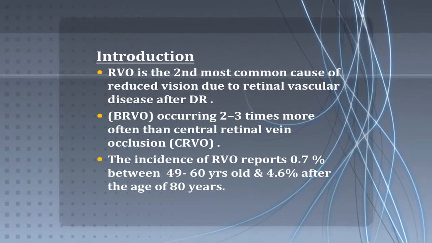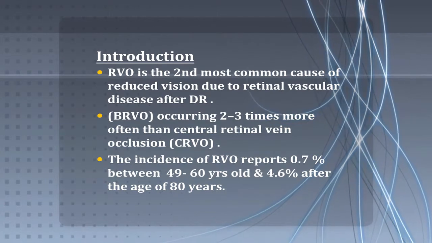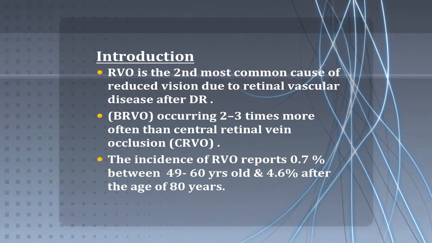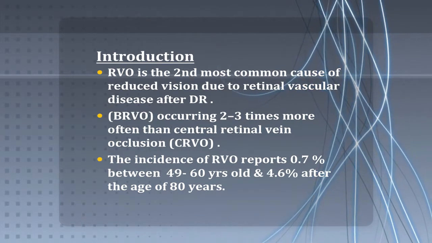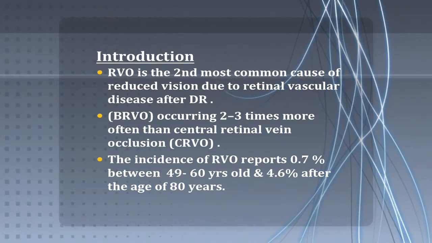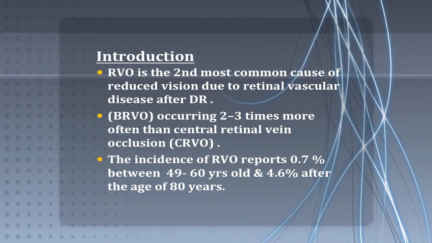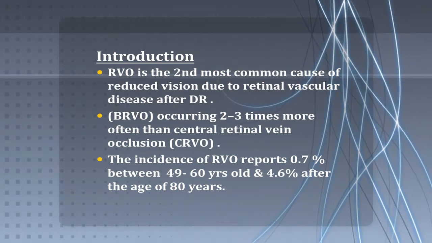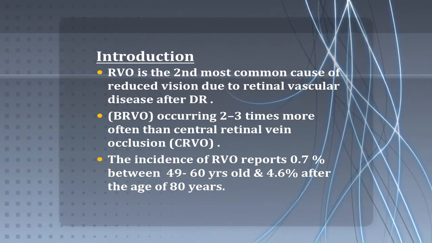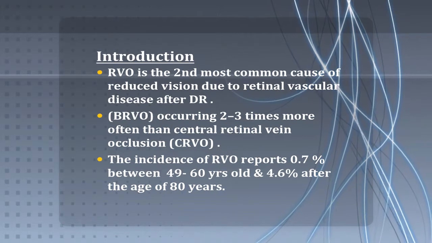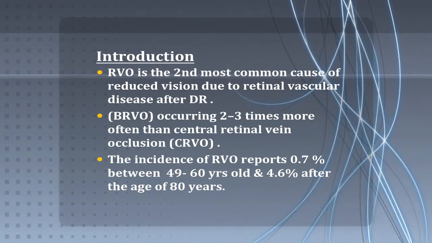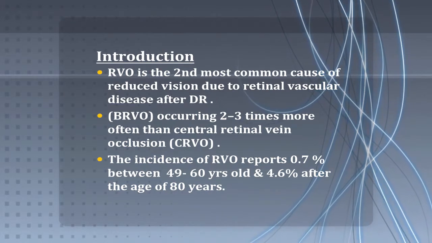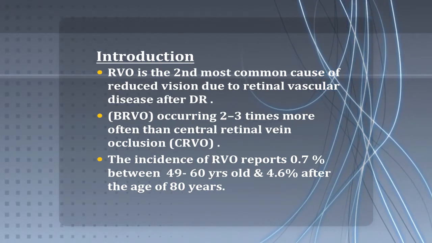Retinal vein occlusion is the second most common cause of reduced vision due to retinal vascular disease after diabetic retinopathy. Branch retinal vein occlusion occurs 2 to 3 times more than central retinal vein occlusion. The incidence of retinal vein occlusion is reported to be 0.7% between the ages of 49 to 60 years old, and it increases up to 4.6% after the age of 80 years.